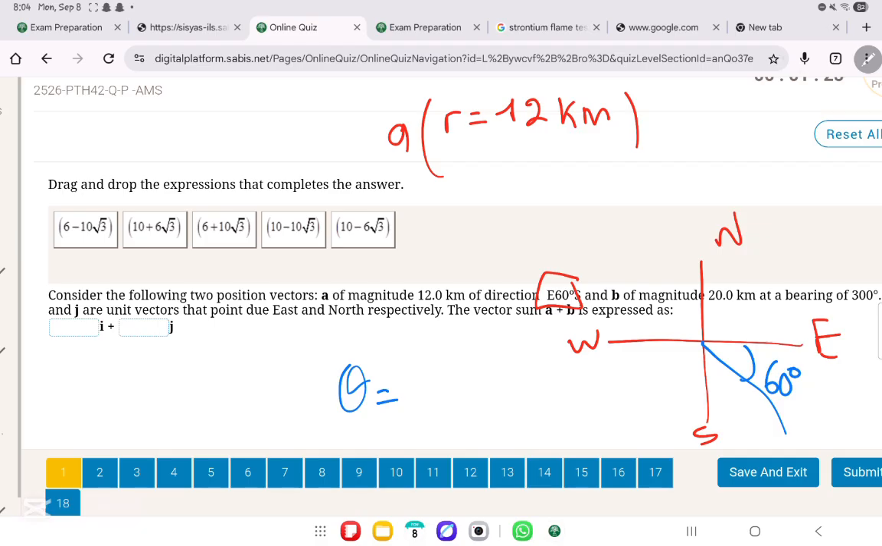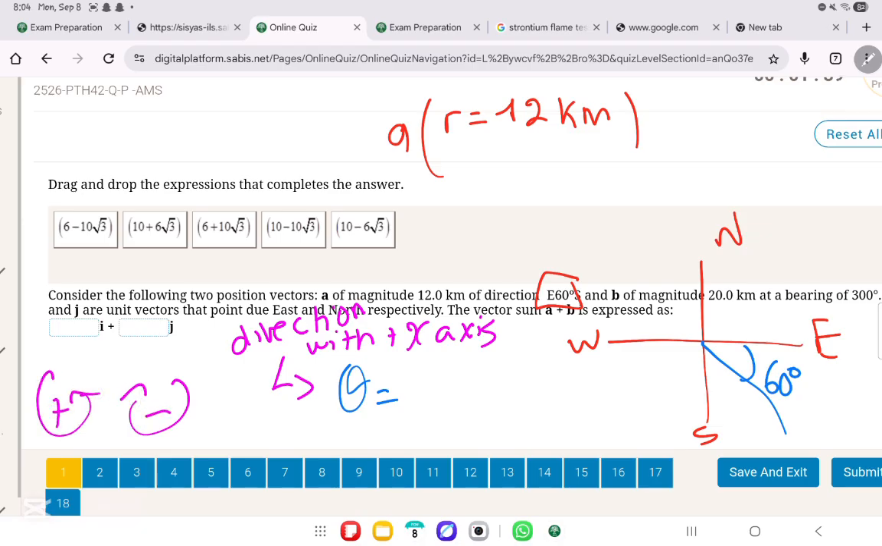We know that theta is the direction with the positive x-axis, right? So first of all, if it goes clockwise, it's going to be negative. If it goes counterclockwise, it's going to be positive. So in this case, 60 is going clockwise. That means if you were to write it as theta, you are supposed to give it a minus sign, okay? Because it's going clockwise, you have to give it a minus sign.